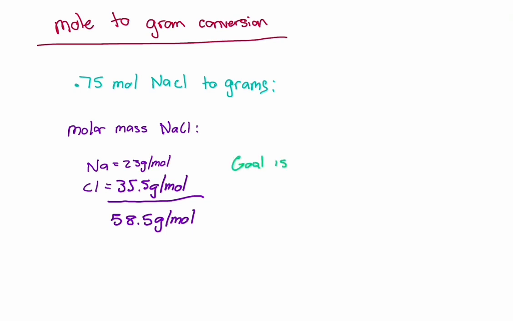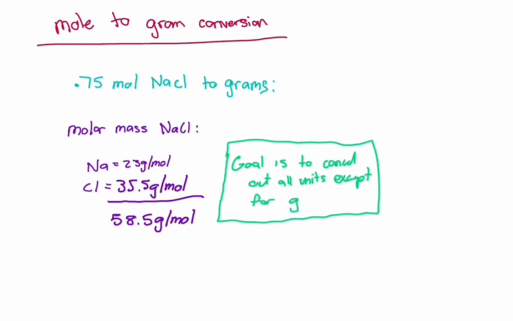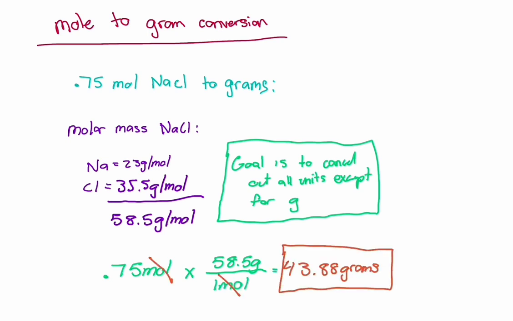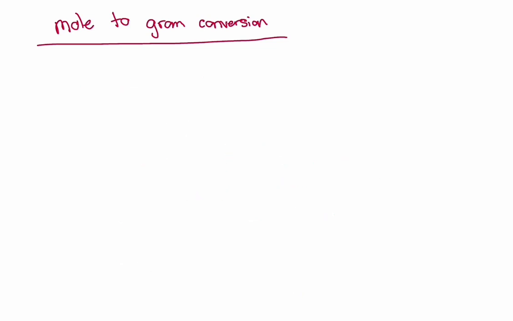Now to find how many grams this is, we'll multiply the number of moles that we have by the molar mass. So in this case, we'll do 0.75 moles times 58.5 grams per mole, leaving us with 43.88 grams. Doing this multiplication will cancel out the moles, leaving us with just the grams. So 0.75 moles of NaCl is approximately 43.88 grams.